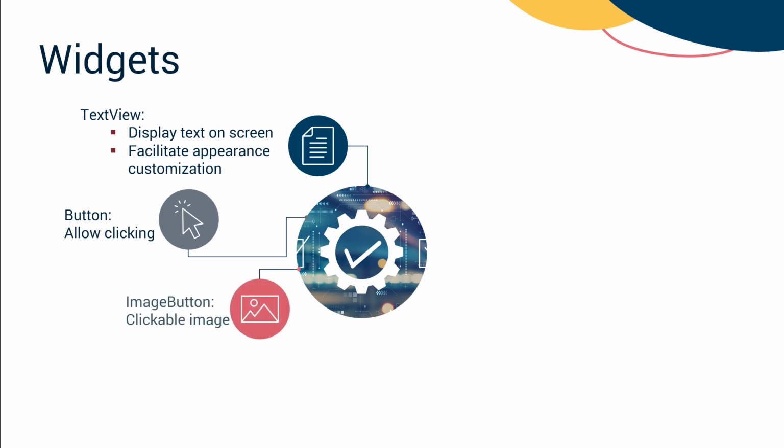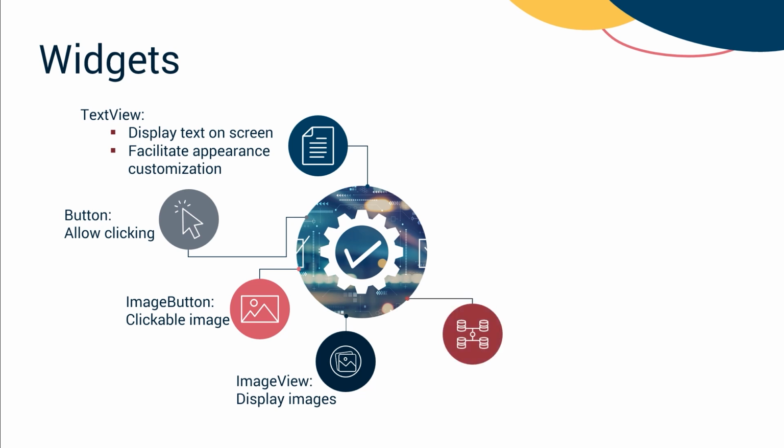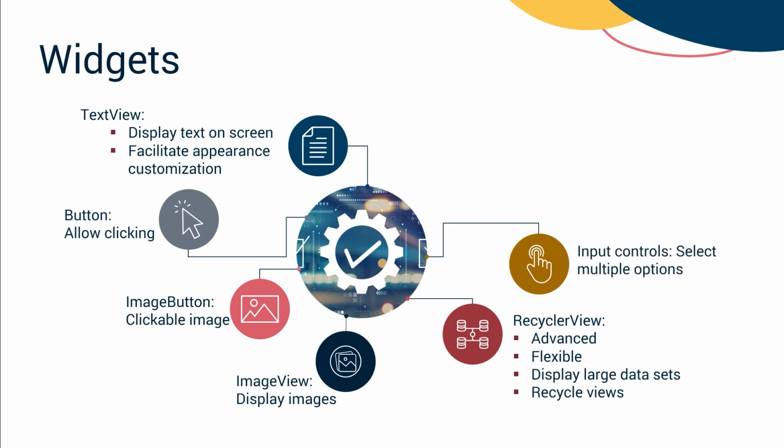The image button has a clickable image instead of text. It can display product thumbnails, for example. The image view displays images in different formats. The recycler view, an advanced and flexible version of the list view, displays large datasets and recycles views that are no longer visible. Finally, the input controls allow users to select options from a set.